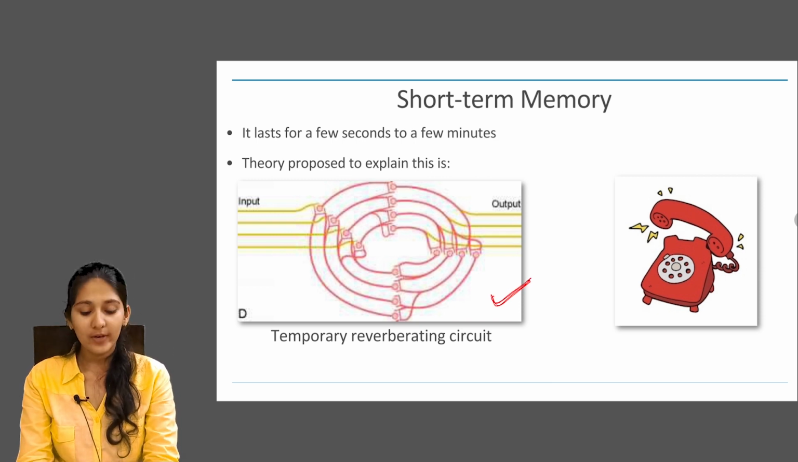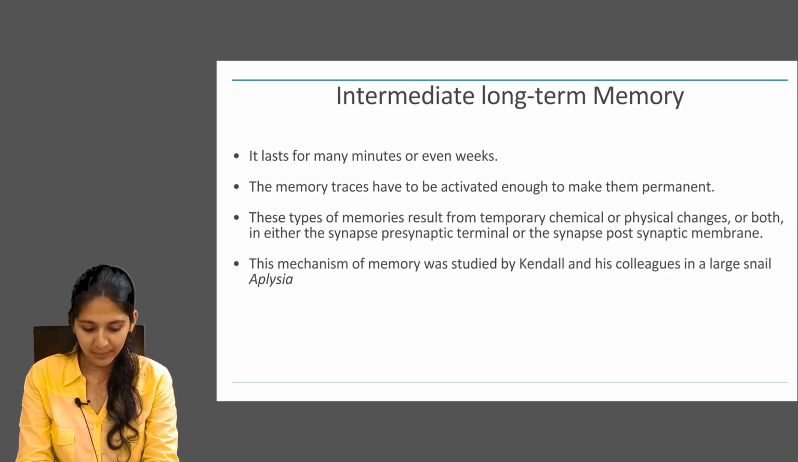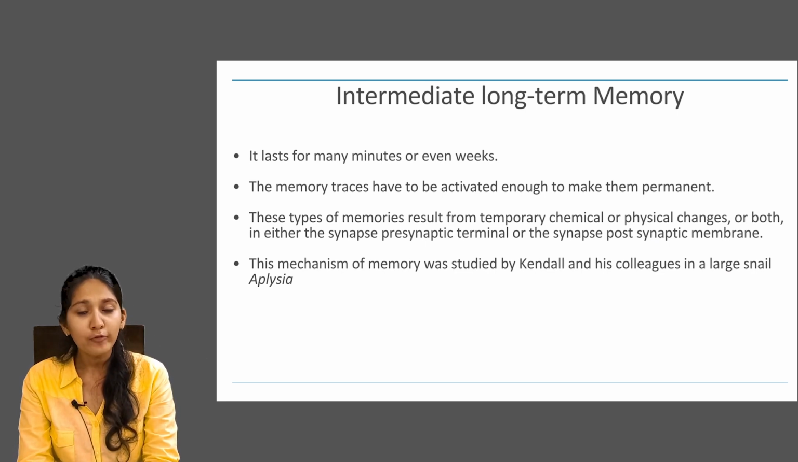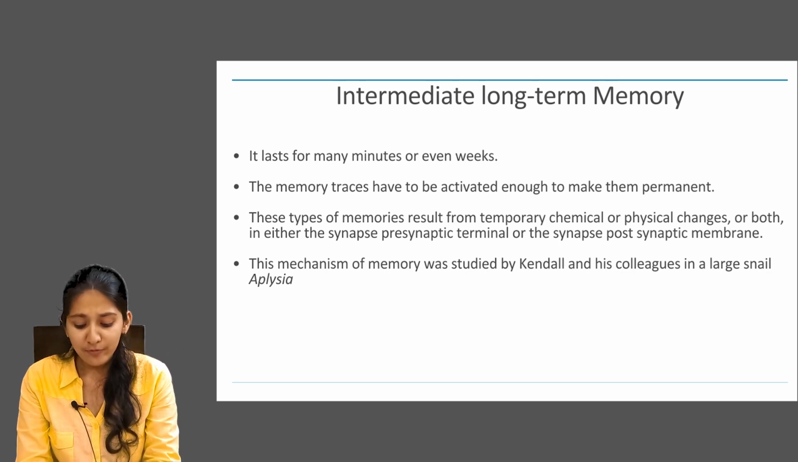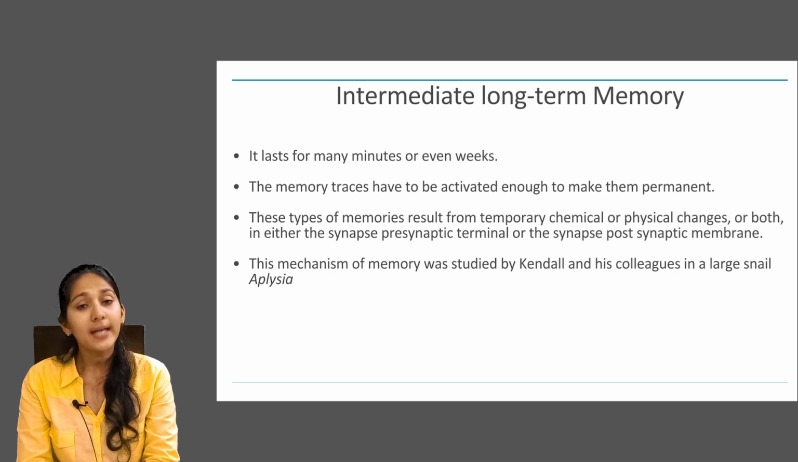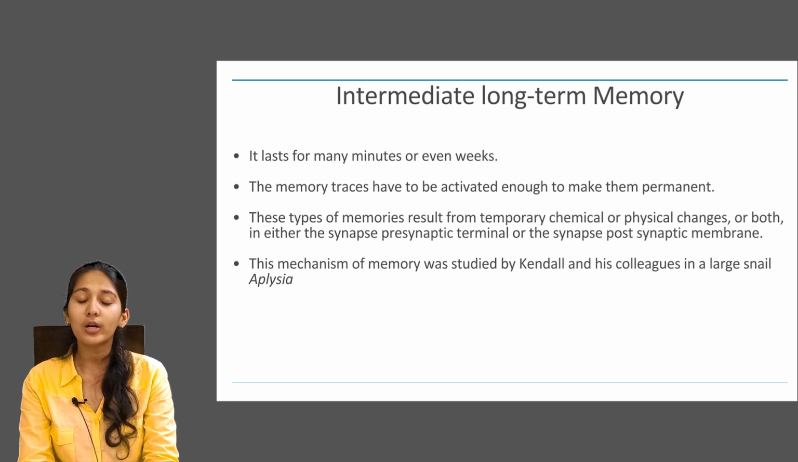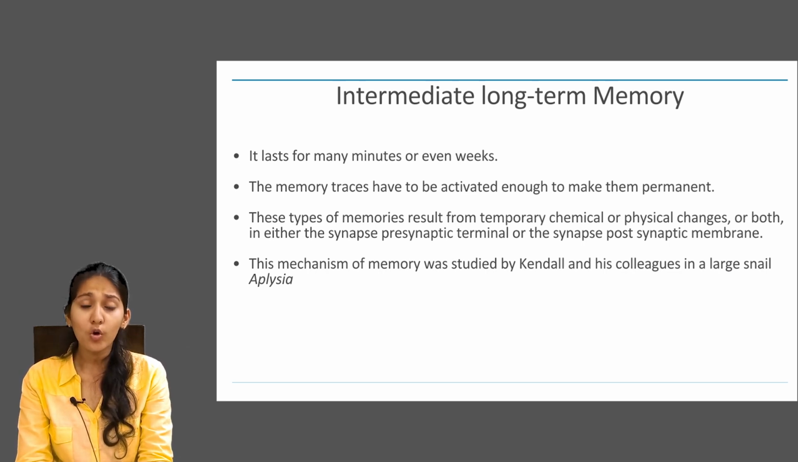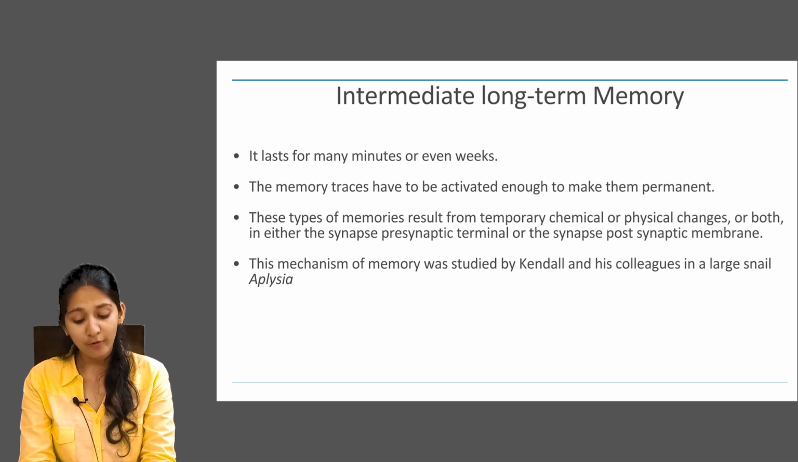The next and the most interesting part is the intermediate long-term memory. This kind of memory can last for minutes and even for weeks. The memory traces have to be activated enough to make them permanent. That is, a small amount of rehearsal is required to make such memories. These types of memories result from temporary chemical or physical changes. I repeat, temporary chemical or physical changes occur in the synapse, in either the presynaptic terminal or the postsynaptic terminal, that is, either prior to the synapse or after the synapse.